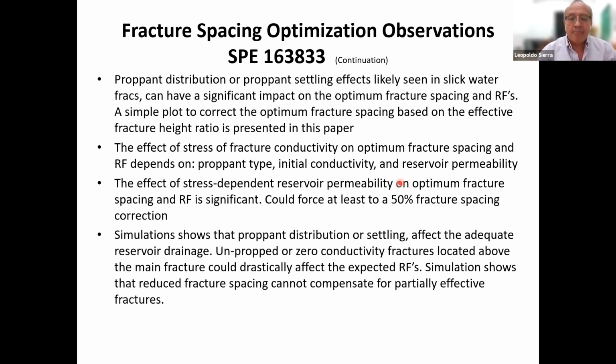So again, the correlation is going to give you initially the ideal fracture spacing, but the ideal fracture spacing needs to be corrected by the fracture complexity. It needs to be corrected by the stress effect on the fracture conductivity, the stress effect on the permeability, and also the settling effect of the proppant. So depending on the condition or technique you're applying in the field, you need to correct the ideal fracture spacing to assure that you're stimulating the formation very well.